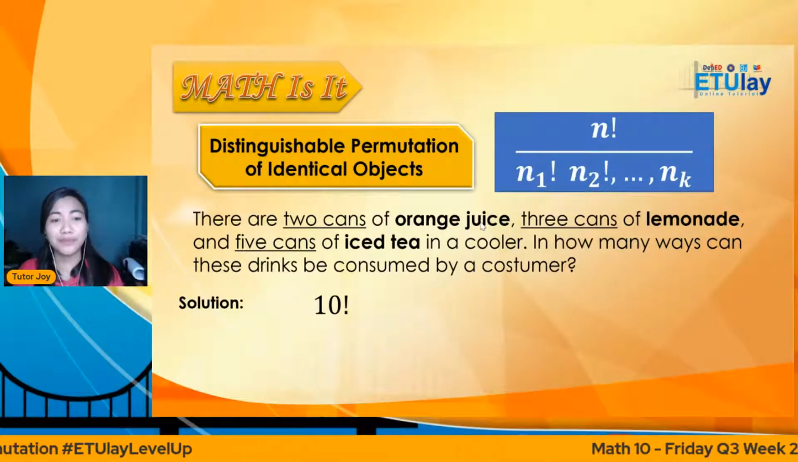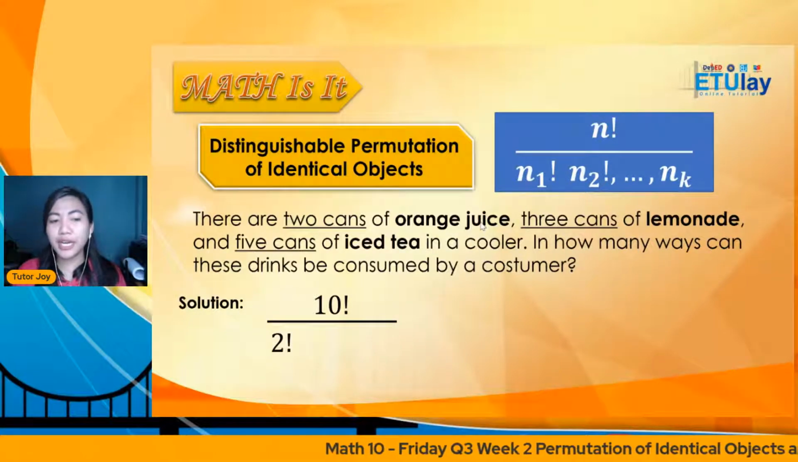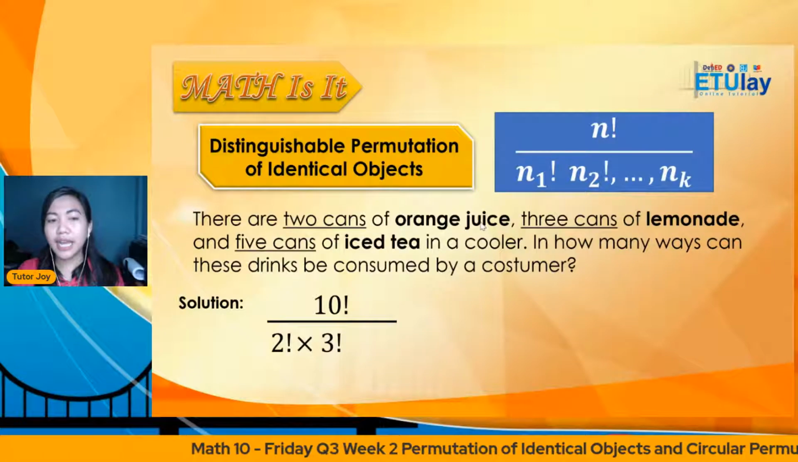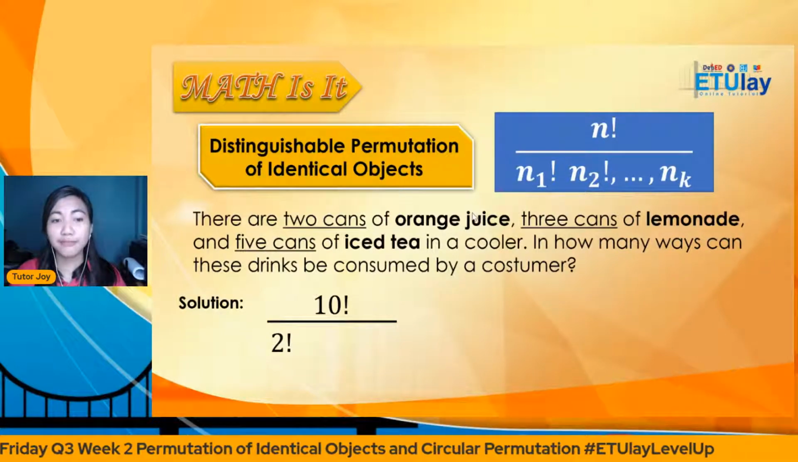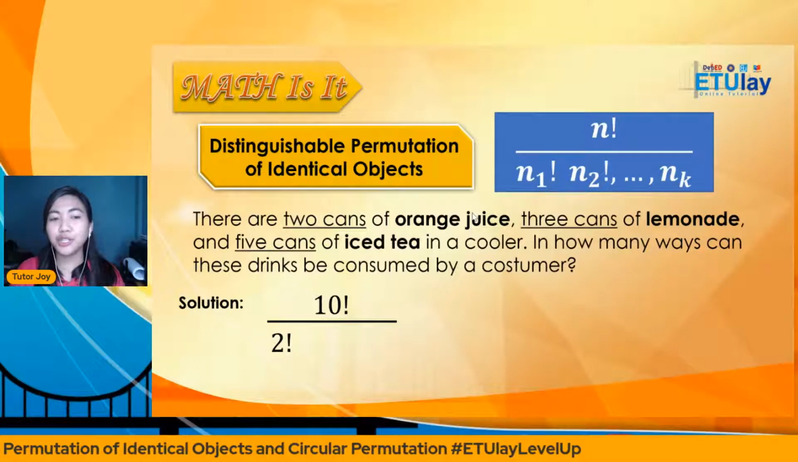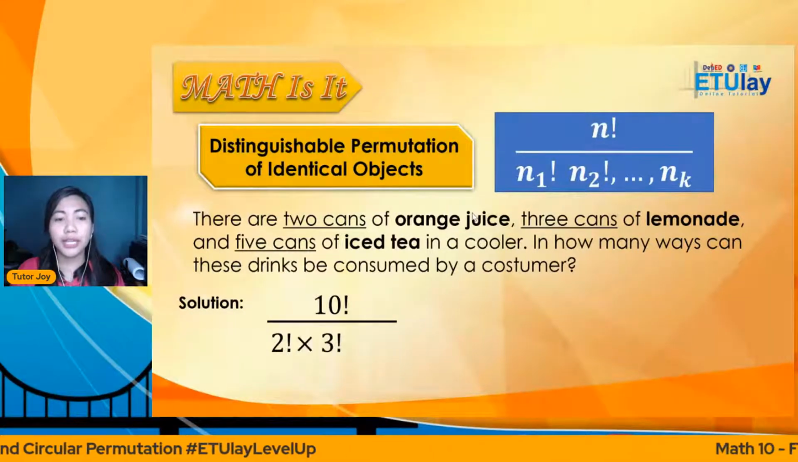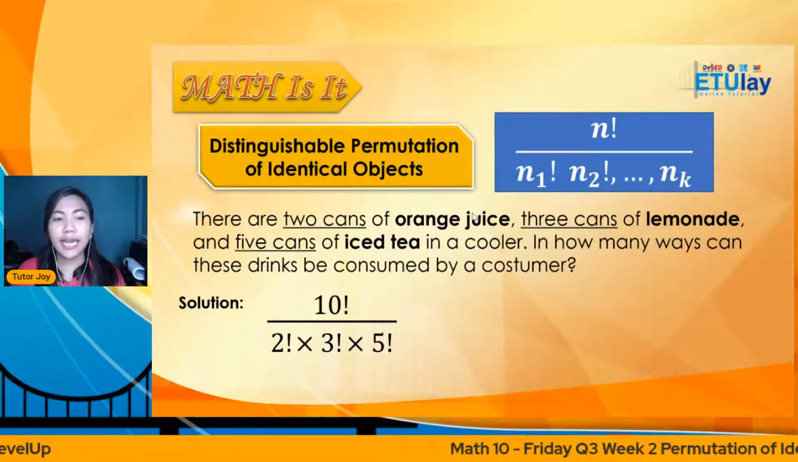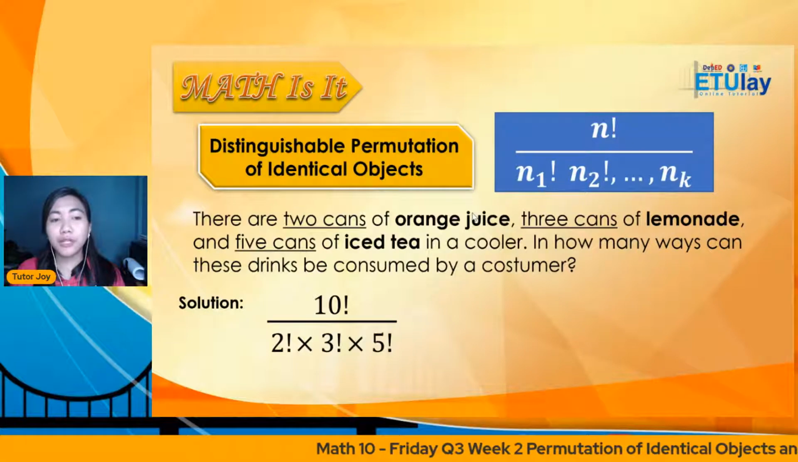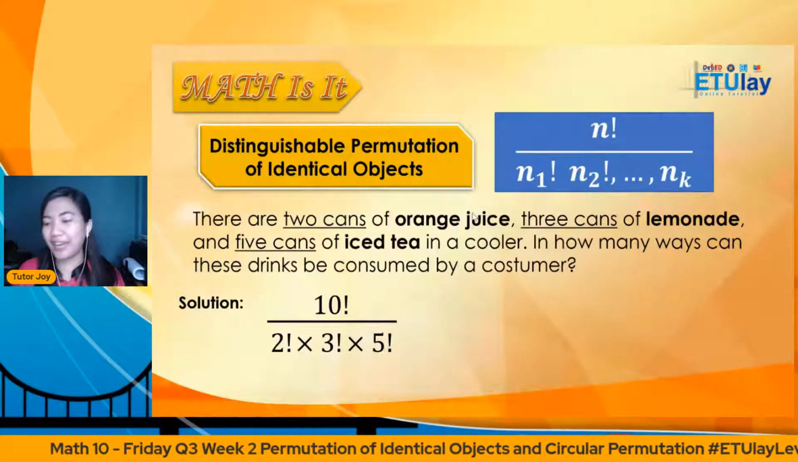the product of what? We have 2 factorial. Saan galing yung 2 factorial? Sa 2 cans of orange juice. Yan. So, permutation ng 2 cans of orange juice and then 3 factorial from the 3 cans of lemonade. And lastly, times 5 factorial from the permutation of 5 cans of iced tea.